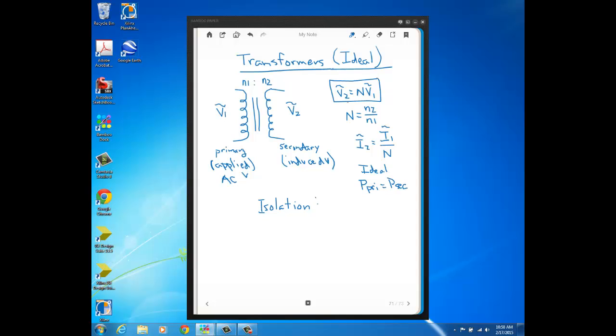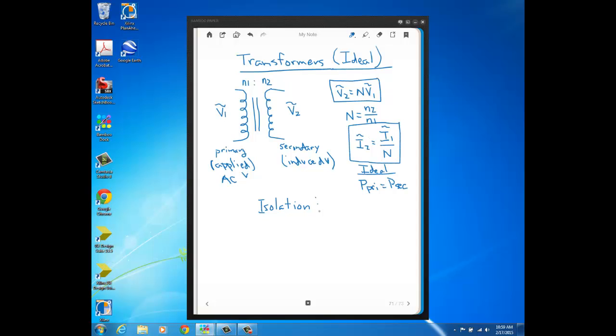So if N is greater than 1 and your voltage on the secondary side is greater than what's on the primary side, the current has to be less by that same factor, because ideally these have to balance. In reality, you're going to have less power on your secondary side than on the primary due to losses internal to the transformer. But as I said earlier, in this class we just consider the ideal case. So that's some basics of ideal transformers. By the way, these two equations together are called the transformation equations.